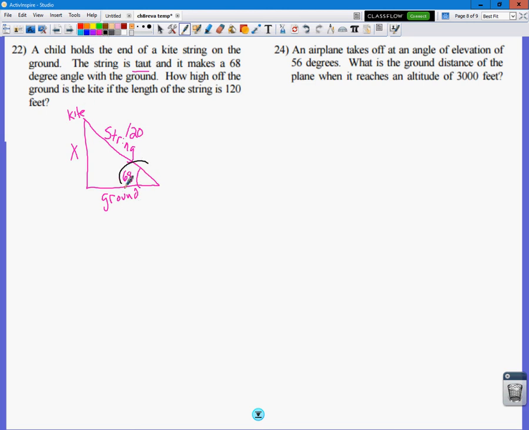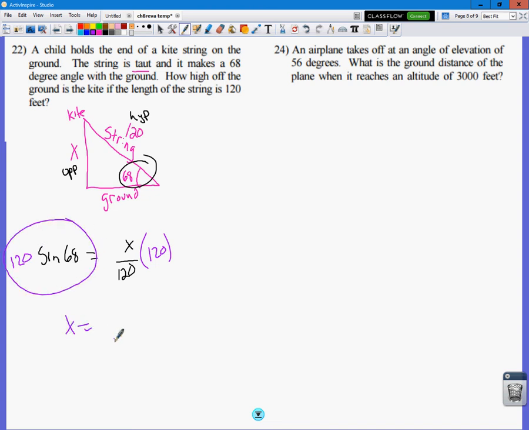We start at our angle, this is opposite, this is the hypotenuse. Opposite and hypotenuse is a sine function, so we're taking the sine of 68 is equal to the opposite over the hypotenuse, x over 120. We'd multiply both sides by 120. This is what I'm going to key into the calculator. And I find out that the kite is 111.26 feet off the ground.